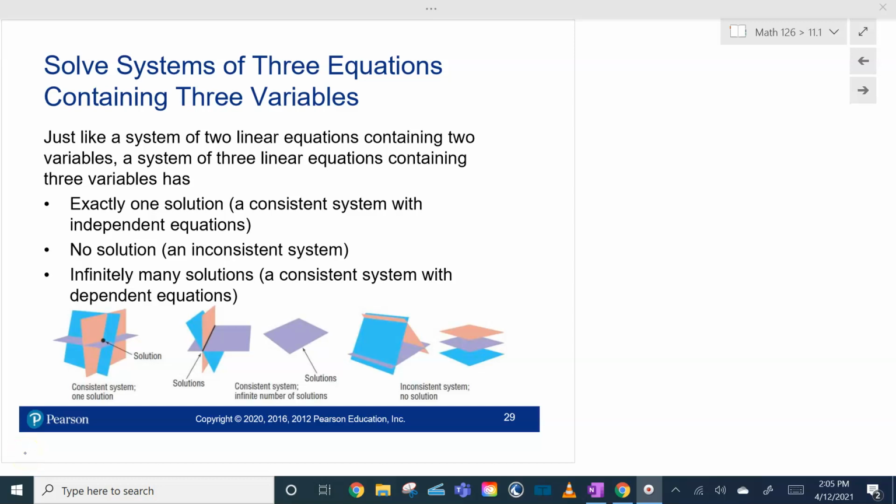Continue on here, we're going to look at solving systems of three equations with three unknowns. We could have the situation where these three planes hit at one spot, so a consistent system with one solution right there. So it's at one spot, and that x, y, z point would be the solution. We could have no solution, an inconsistent system, so the planes are parallel, or we could have infinitely many solutions, so there could be infinitely many points that satisfy the system of equations.